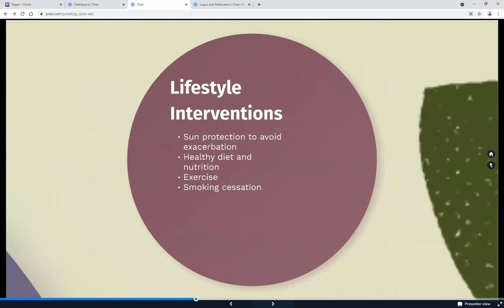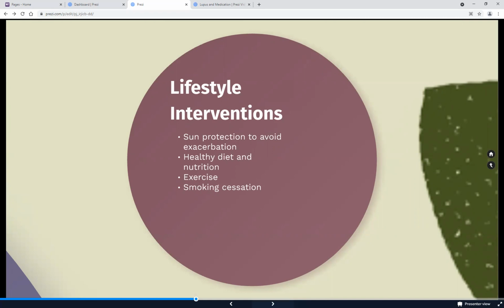So many of these are not going to be surprising. They're very much a part of a healthy lifestyle. But lupus in particular can be more sensitive to sun. So you can be more likely to relapse and have some skin manifestations if you're out in the sun for long periods of time without the proper protection. So making sure that sun protection is a part of the daily routine is really important.